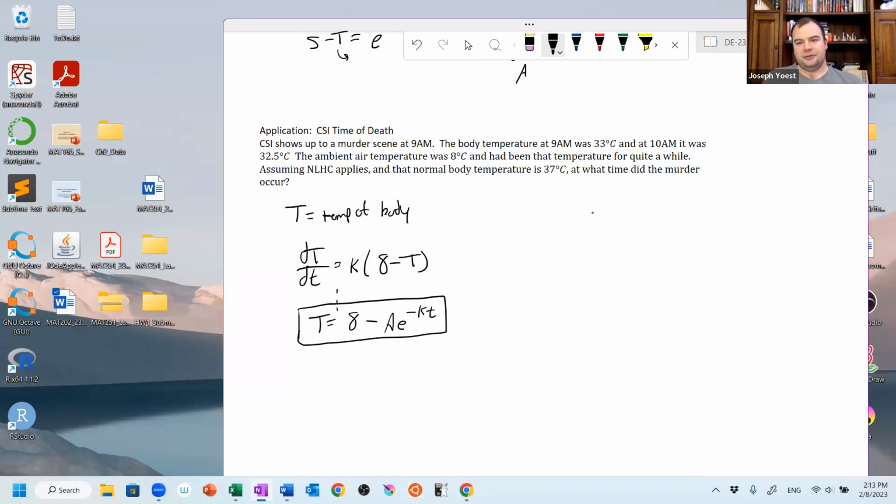So I see that I have two unknowns. I have K and I have A. And that's actually why I need not just one, but also a second constraint. If I only had one unknown, I could probably get away with just one constraint. But since I have two unknowns, I need two constraints. So what can I say here then? Let's draw a picture.